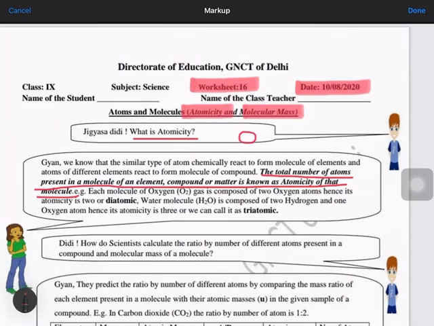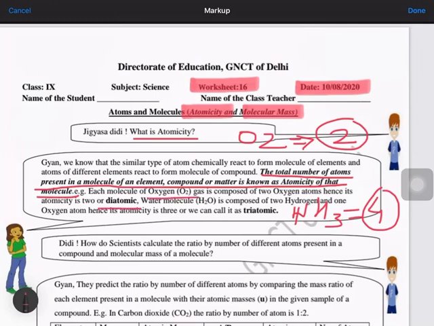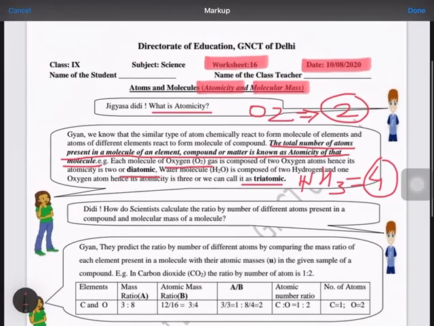Like when we say O2, the number of atoms here is 2, so 2 will be the atomicity of oxygen. When we say NH3, it is 3 plus 1, so 4 will be the atomicity. So oxygen is called diatomic because it has 2 atoms. When we say H2O, it has 3, so it is called triatomic. When we say ammonia, it is called tetraatomic. So it is very simple, you just have to count the number of atoms.